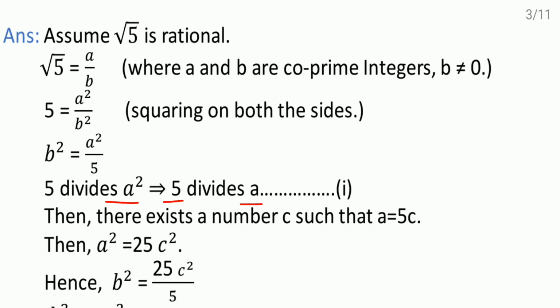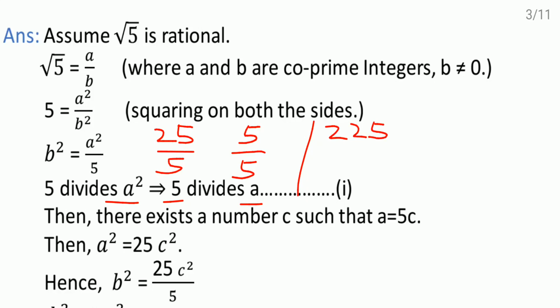I'll give one example. 25. It's a square which is getting divided by 5. So the square root of 25 is what? 5. This is also getting divided by 5. Right? Take another example here. Suppose I have 225, the square of 15, which is getting divided by 5. Now what is the square root of 225? It is 15. 15 is also getting divided by 5. Right? It means that if the square of a number is divisible by 5, then the number itself is also divisible by 5. That is the only reason we have written here: 5 divides a square, which implies that 5 divides a, and we have named it as 1.